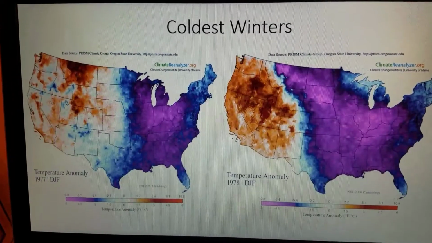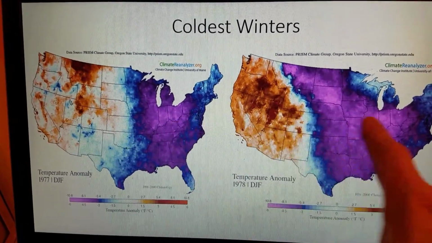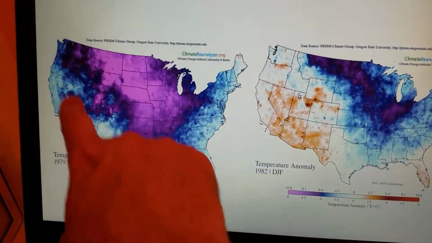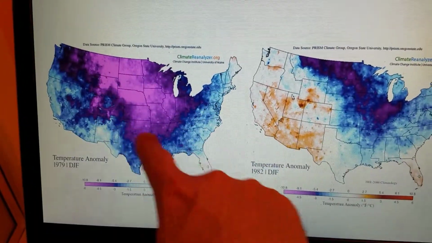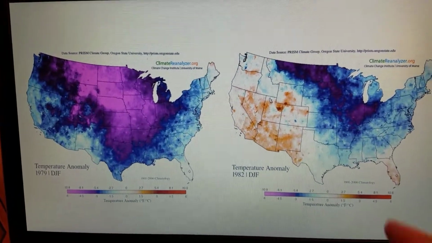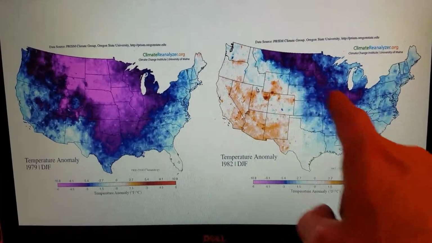You'll notice the change from 77, 78, and now 79. Look at how much further back. Almost the whole U.S. is in this purple or blue shading, which indicates below normal temperatures. By 1982, things shifted a little bit further to the east.